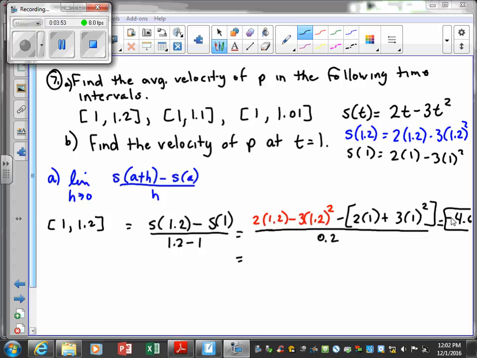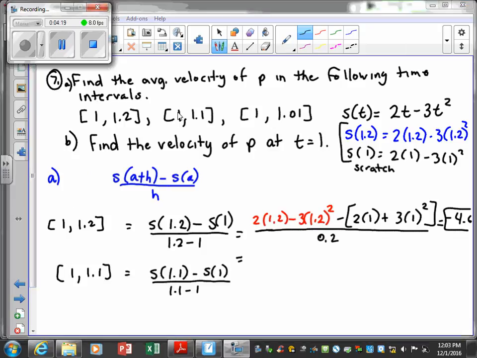Okay, so while you're checking your calculation there, notice that this red part is s evaluated at 1.2. I just added this in up here just so you could see that there, and s of 1 is here. So if you needed to see this extra scratch work, maybe that's helpful to you. Okay, so when we do the second interval, we have that here. We'll have s of 1.1 minus s of 1, and then you subtract out in the denominator.